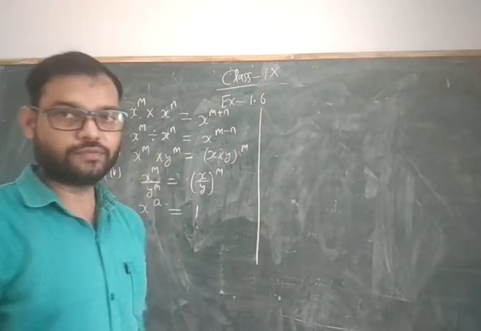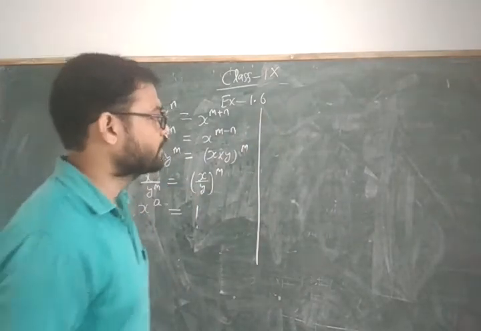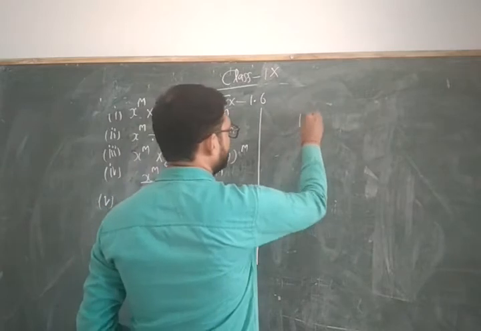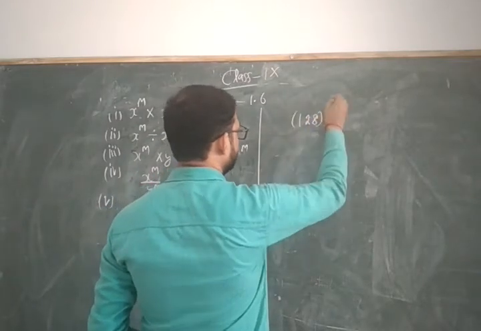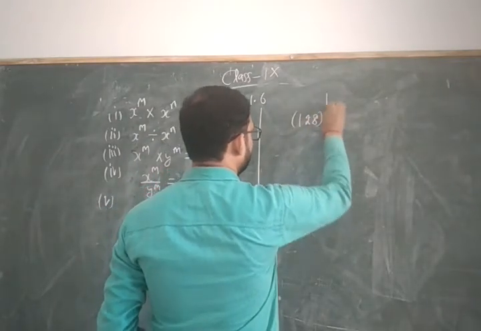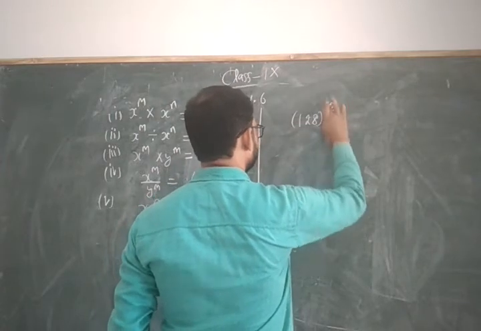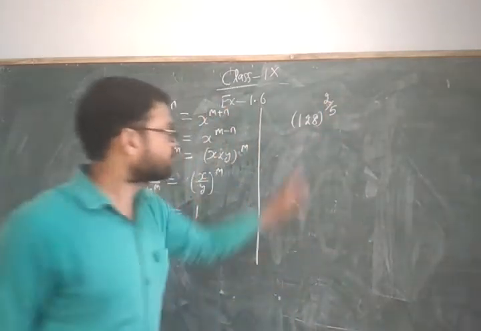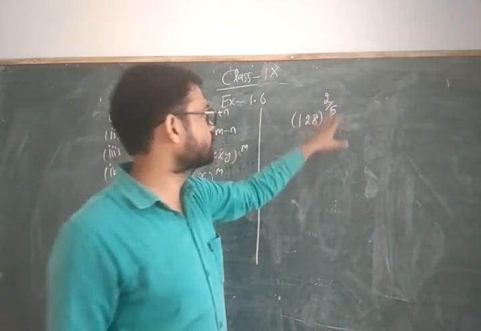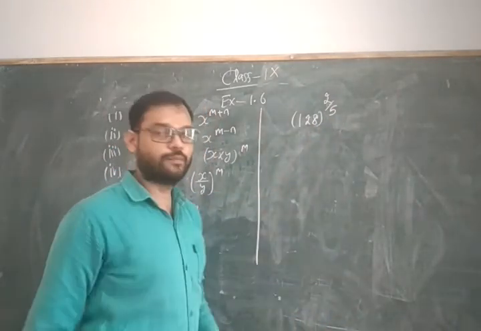sums on the basis of these identities. Like if I have 128 raised to power 2 upon 5. I have the question 128 raised to power 2 upon 5 and simplify it.